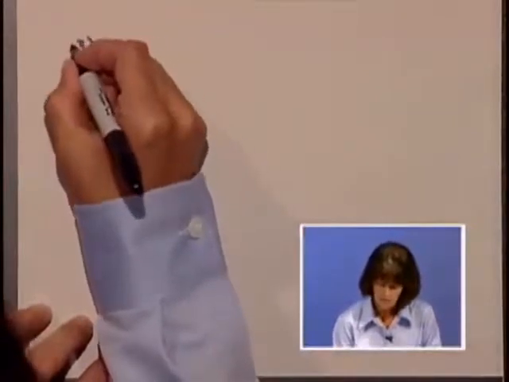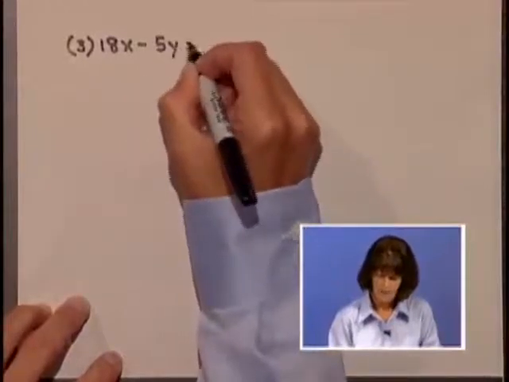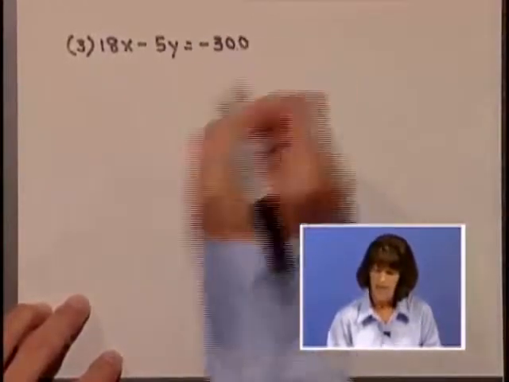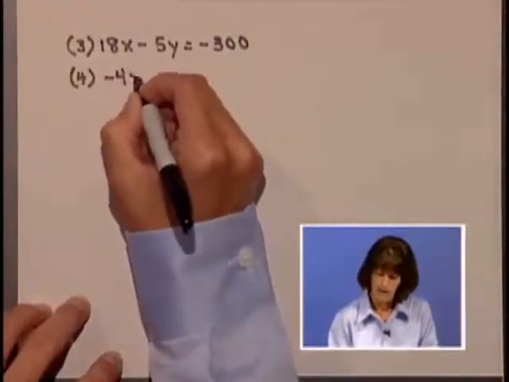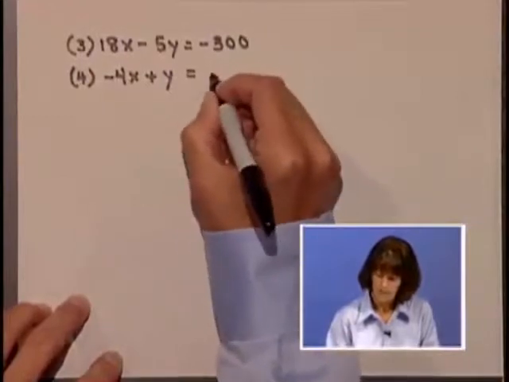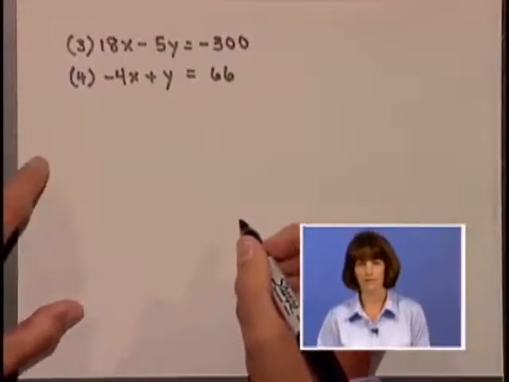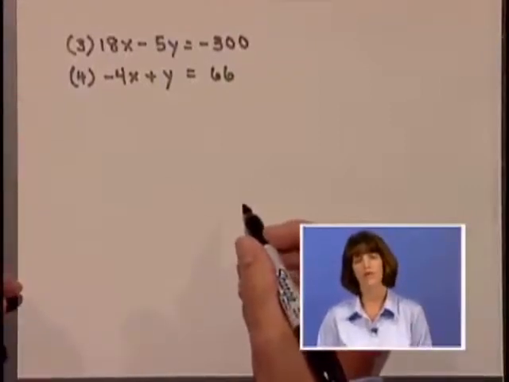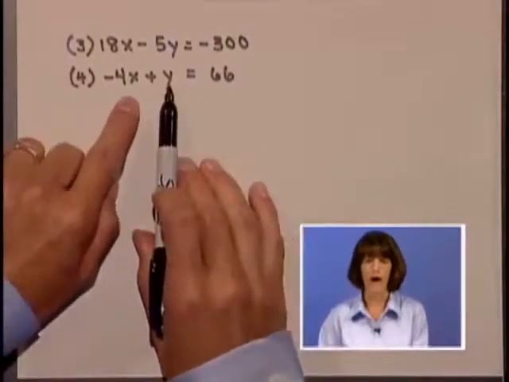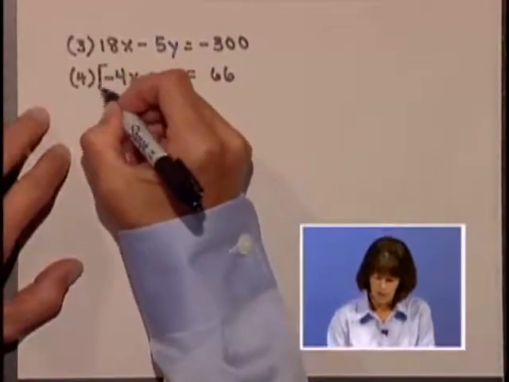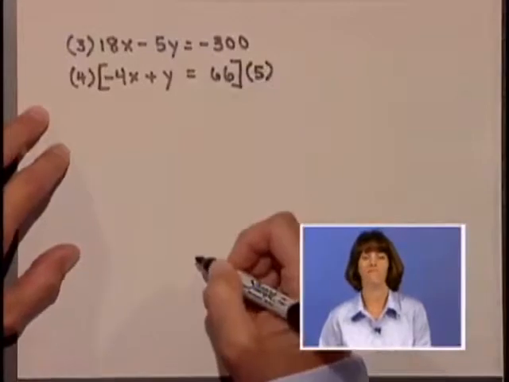Equation 3 was 18x minus 5y equal -300, and equation 4 was -4x plus y is equal to 66. Now remember, we're using the elimination method, so we want to be able to add these 2 equations together and get one of those variables to cancel out. I think I'll work on that variable y and multiply equation 4 through by the value 5.